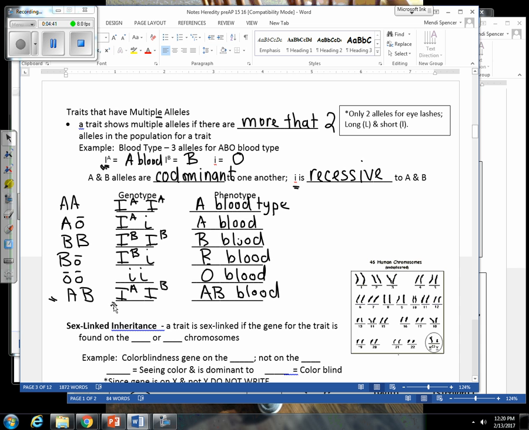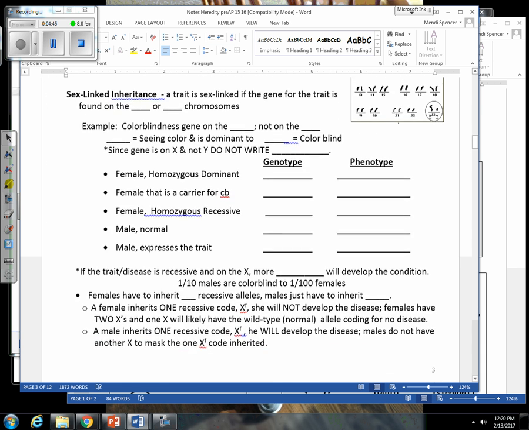Now, the last type of inheritance we're going to talk about are these traits that are found on the sex chromosomes. And the sex chromosomes are the 23rd pair. So if we have a sex-linked trait, then that means the gene for this trait is either found on the X or the Y. A classic example is with color blindness.